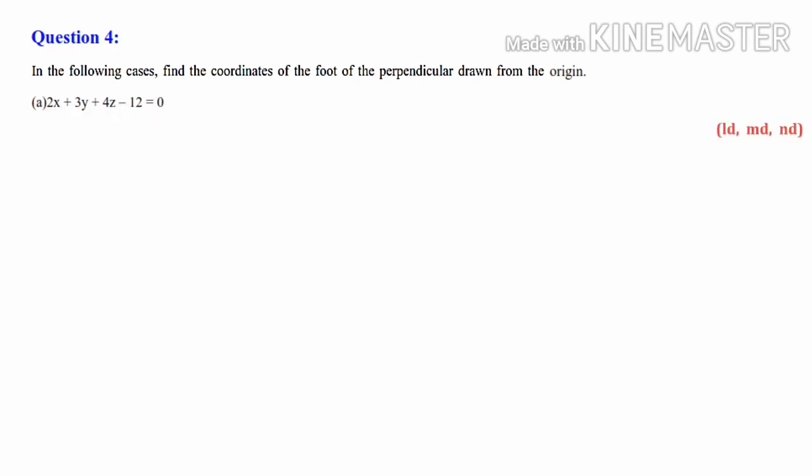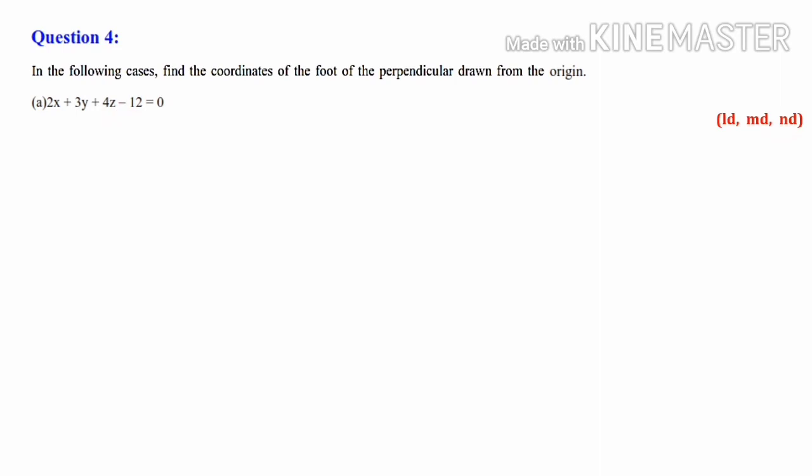The formula for finding the foot of the perpendicular is (ld, md, nd). These are the coordinates. Here l, m and n are the direction cosines of the normal to the plane and d is the distance from the origin. Here the equation of the plane is given to you. From here we have to calculate l, m and n, and also we have to find d.